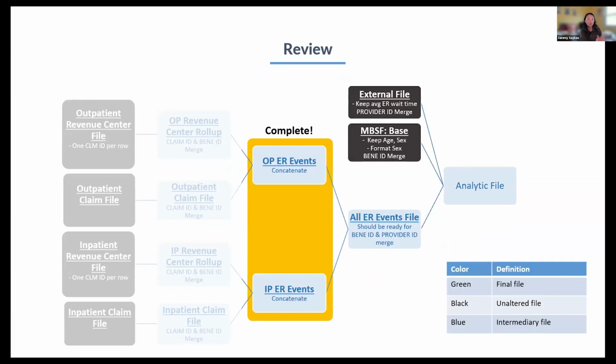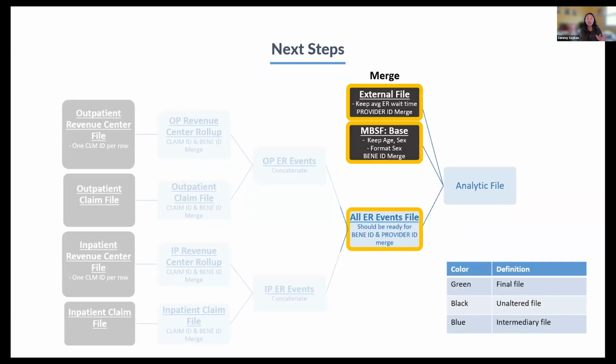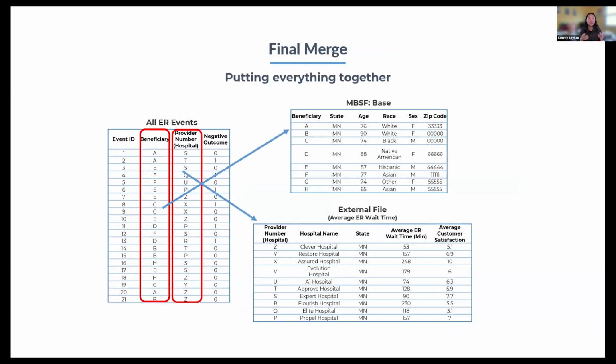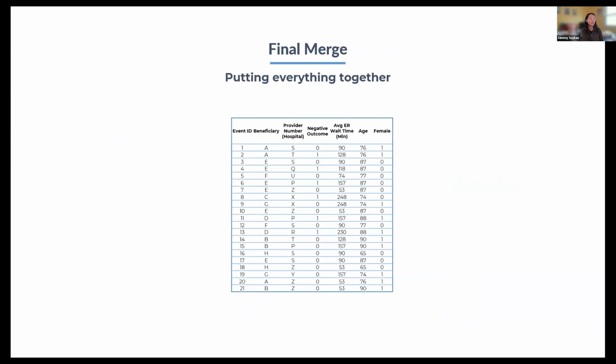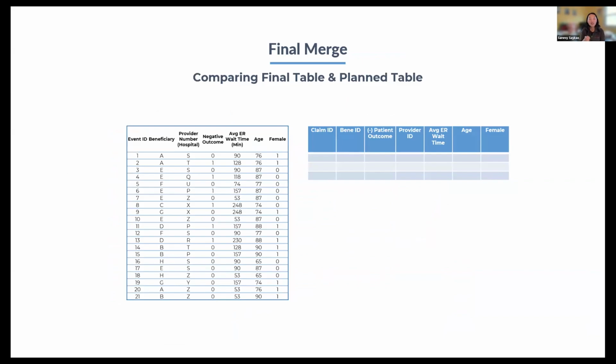All right, so we went ahead, all good with that. So now we can go ahead and merge all of our files together. You'll see on the left-hand side, that's our all ER events file. That's the one we just made. And then I've circled the beneficiary column to show that it'll link to the MBSF base. And I've also circled the provider number column to show that it'll link to our external file. And then you put everything together, and this is what it looks like. We did it. Awesome.